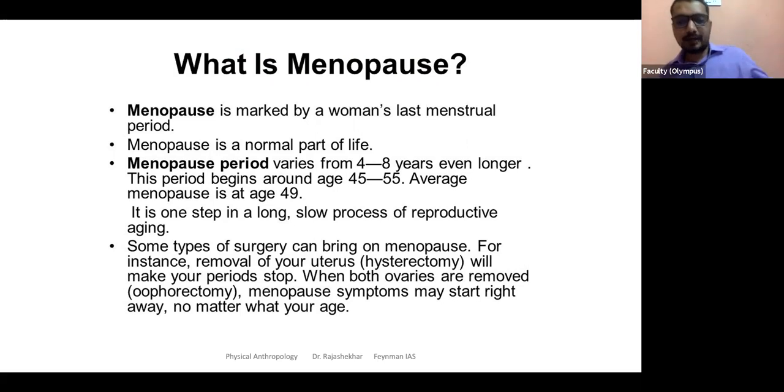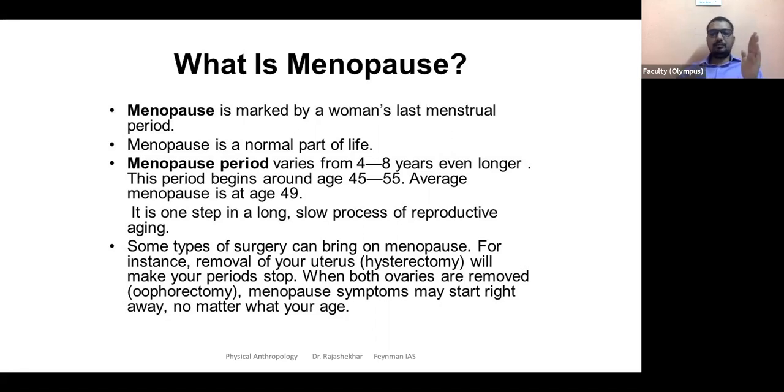So what is menopause? If menarche is the beginning, menopause is the end. Menopause is the last menstrual period of women. Pause means stop, cessation that happens with respect to the menstruation process. In a way, that is considered to be the end of the fertility period of a woman's life. Correct? So both menarche and menopause are connected like that.